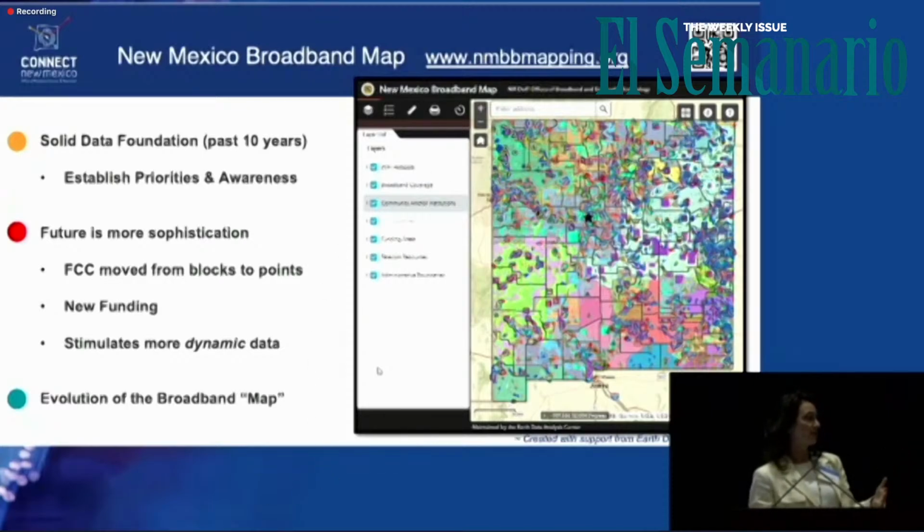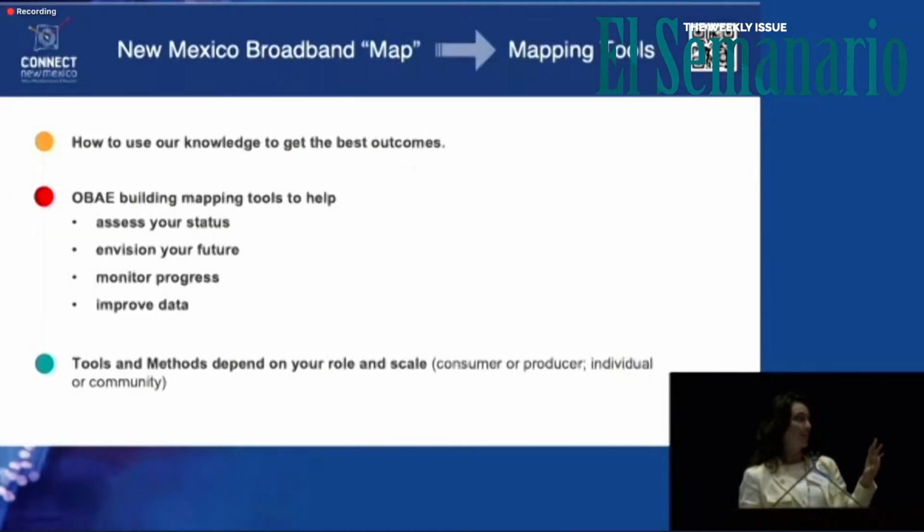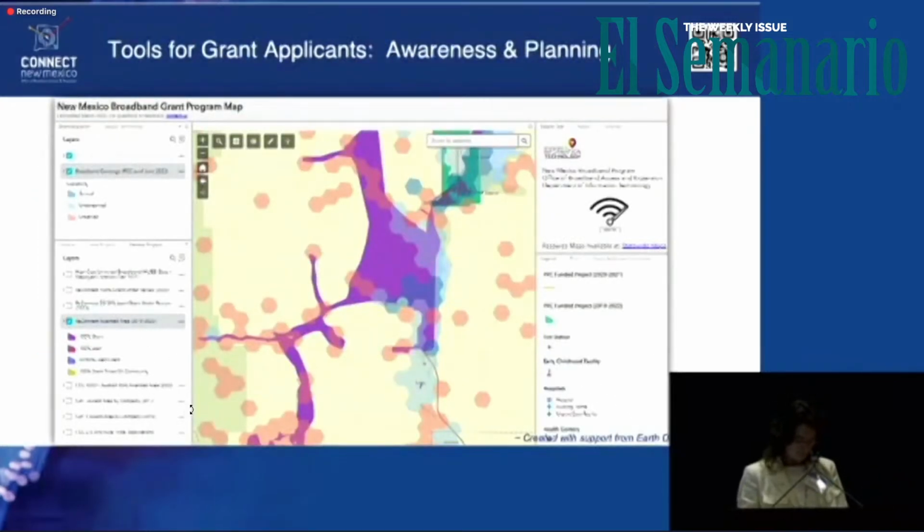But the future is more sophistication. The FCC moved from blocks to points for locations. We've got a ton of new funding. And so all of that stimulates a more dynamic data environment. And so what I'm working on is the evolution of the broadband map to be more like mapping tools, right? And so I'm really interested in how to use our collective knowledge to ensure the best outcomes for New Mexico. So we're building mapping tools to help you assess your status, envision your future, monitor progress, improve data.